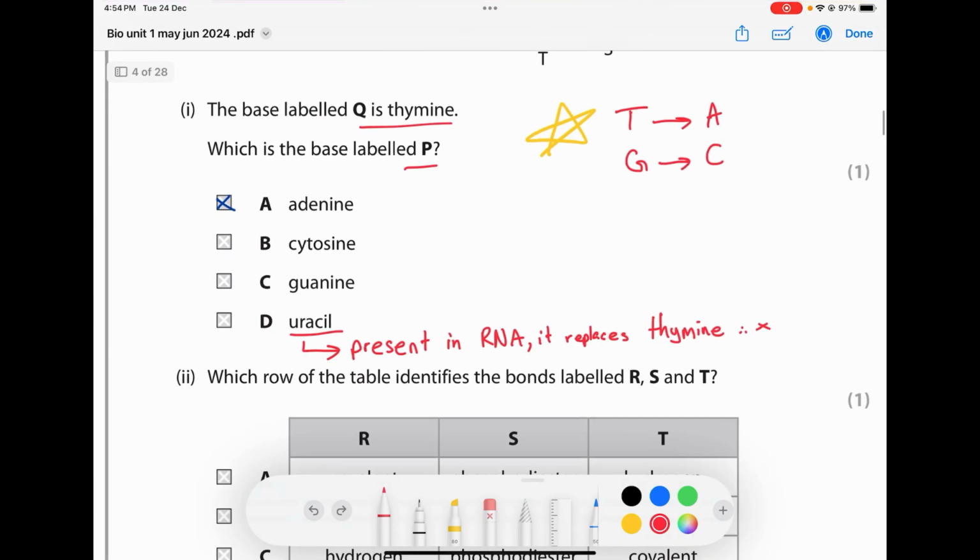And over here we have uracil. However, uracil is only present in RNA, not in DNA. And uracil is what replaces thymine.